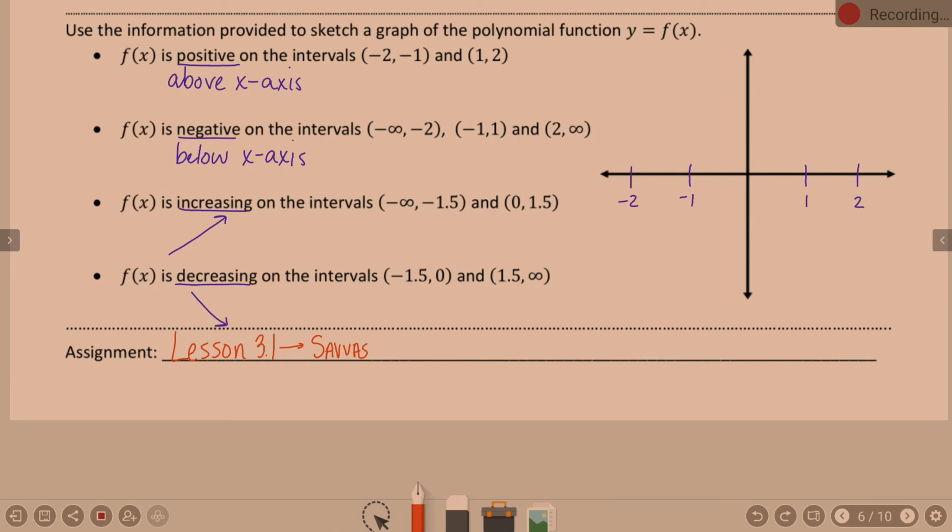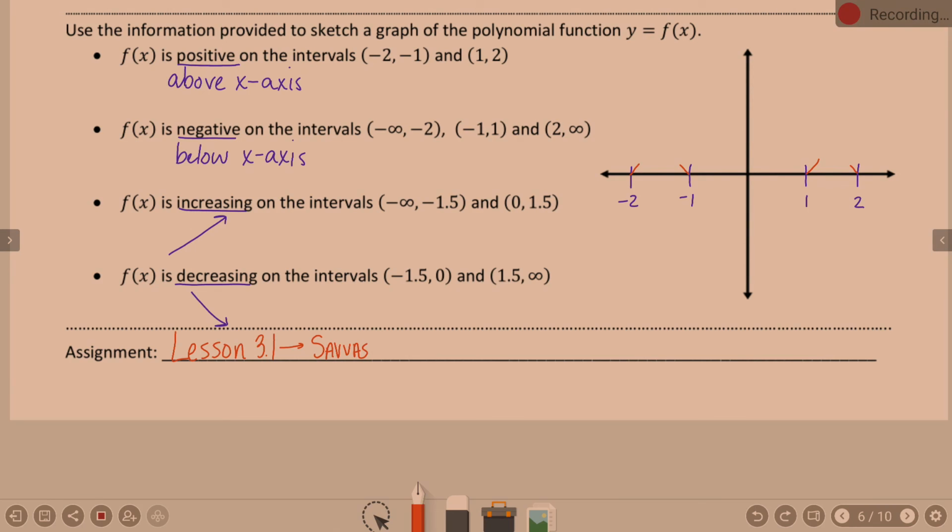Thank you. Okay, guys, real quick. I went ahead and wrote in my above, below, up and down arrows. I wrote in my -2, -1, 0, 1, 2. Okay, it's positive from -2 to -1. So positive means it's going to be above the x-axis there. And it's above the x-axis from 1 to 2. Yes? Okay. It's negative on these other intervals. This should make sense. This should complement what I've already said here.